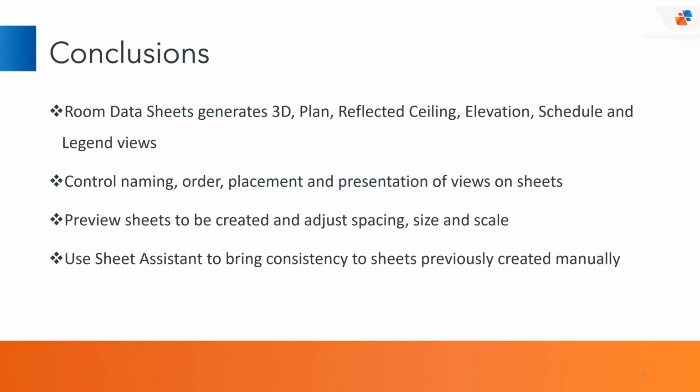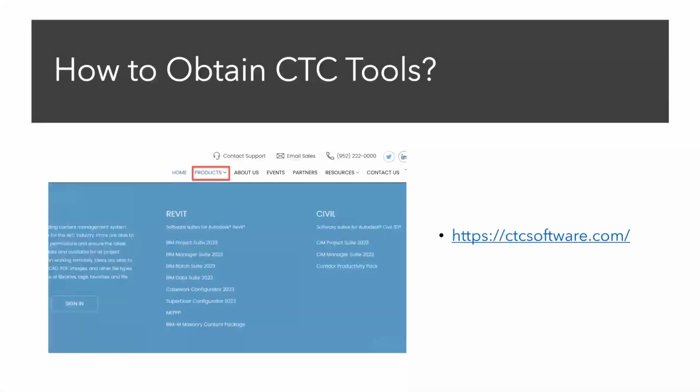So we saw that on the menu on the right side, where we saw the sheet and how the views were being placed. And then finally, if something did change, maybe the orientation of the views onto a sheet, and you want to replicate that throughout your project, you can use the Sheet Assistant to bring consistency to sheets previously created manually. So with that, the tools that we're using today, again, were room data sheets and the Sheet Assistant tool, which is from the BIM project suite from CTC.